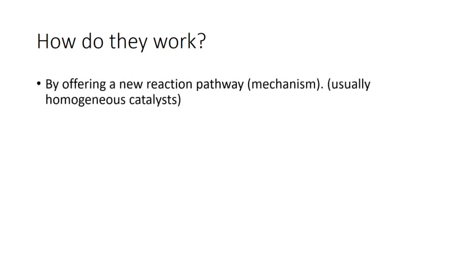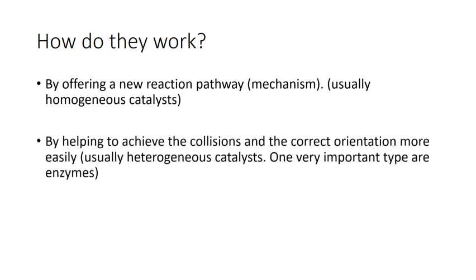How exactly do these work? One way is by offering a new reaction pathway, some new mechanism. They insert themselves into a mechanism. You probably make some sort of new or different intermediate, and this is usually how homogeneous catalysts speed up reactions. Another way is they help to achieve collisions in the correct orientation more easily. This one usually involves a heterogeneous catalyst.